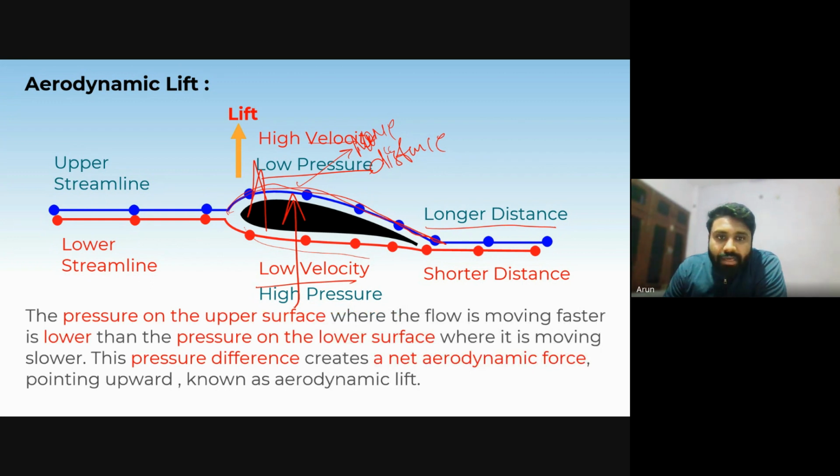So the pressure on the upper surface, where the flow is moving faster, is lower, and the pressure is higher on the lower surface. So we want to move from high pressure to low pressure, and that is why this airfoil will experience a lift, and that lift is termed as dynamic lift. Got it?